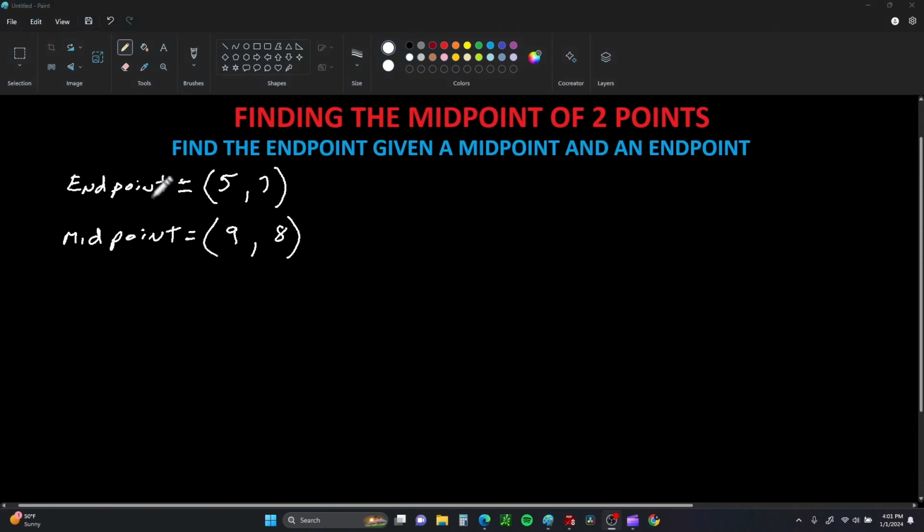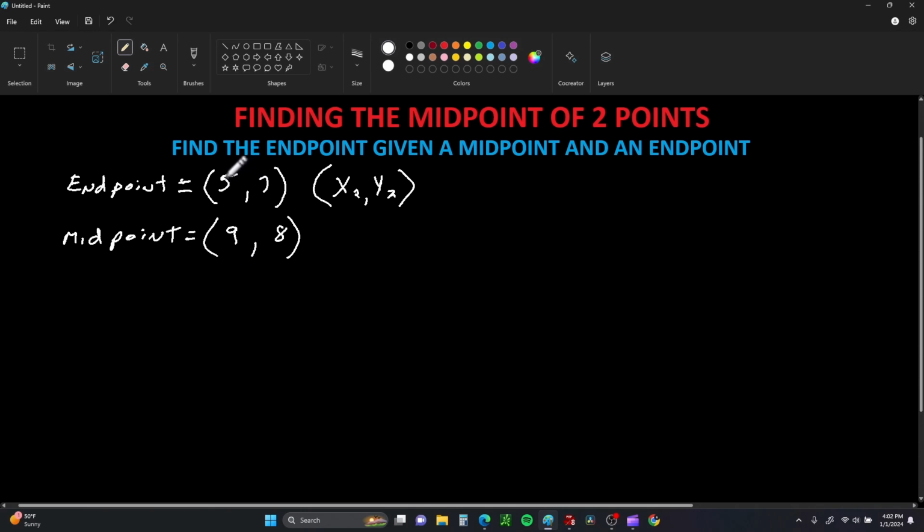So if I'm given the endpoint and the midpoint, I want to find what the other endpoint is, because this is the midpoint of two unknown. We'll call this x2 and y2. So I want to find x2 and y2 so that these two have a midpoint of 9, 8. Well, knowing that, I'm going to set up the formula. There's a quick way to do it.